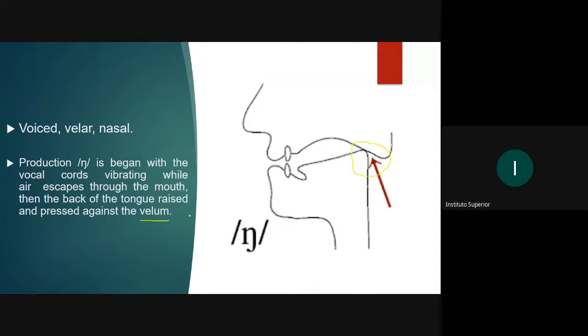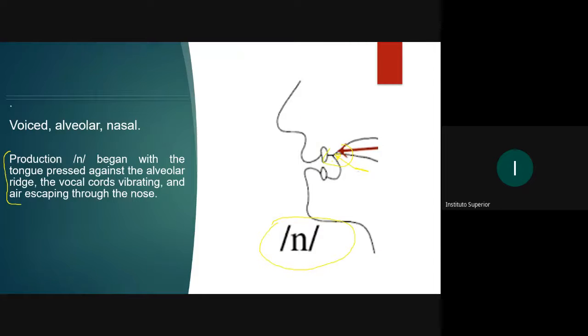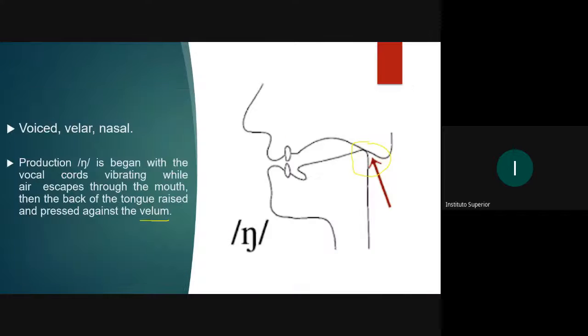This is the velum inside our mouth. Yes, this is a velar nasal sound. Different to this one, look, here is the tip of the tongue at the alveolar ridge. Here, this is in the velum. And this sound is voiced too. It produces vibration too. And this is nasal too, because the air escapes through the nose.